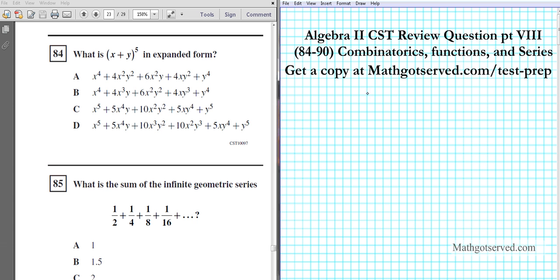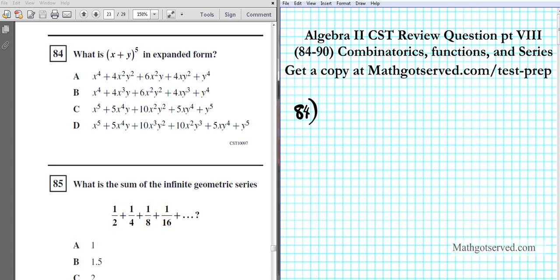In this installment, we're going to be going over questions 84 through 90. We have some problems involving combinatorics, mainly the expansion of binomials using the binomial theorem and Pascal's triangle, functions, composition, adding and subtracting, and then some problems in series and sequences. All right, so let's go ahead and take a look at question number 84.